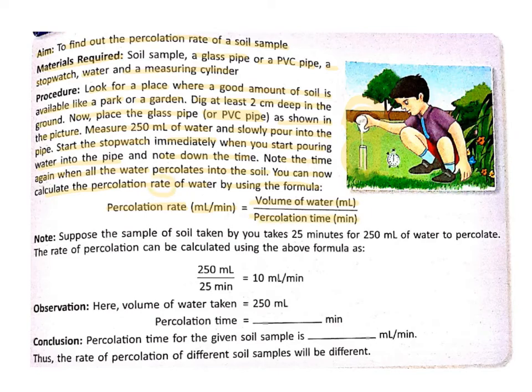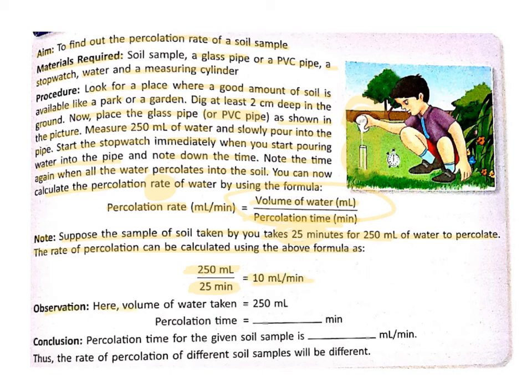Children, you should know, as soon as you hear this word rate, it has to do something with time. That is, the quantity will be divided by time taken. Note, suppose the sample of soil taken by you takes 25 minutes for 250 ml of water to percolate. The rate of percolation can be calculated using the above formula. So, they have given you the value 250 ml of water as the volume of water and 25 minutes as the time taken for this amount of water to percolate. So, when you put it in this formula, you will get 10 ml per minute.